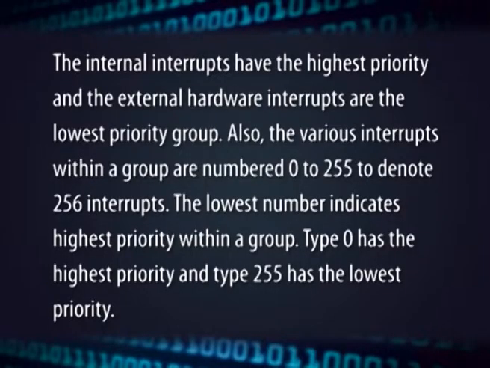The hardware, software and internal interrupts are serviced on a priority basis. The internal interrupts have the highest priority and the external hardware interrupts are the lowest priority group. Also, the various interrupts within a group are numbered 0 to 255 so as to denote 256 interrupts. The lowest number indicates highest priority within a group. Therefore, type 0 has the highest priority and the type 255 has the lowest priority.